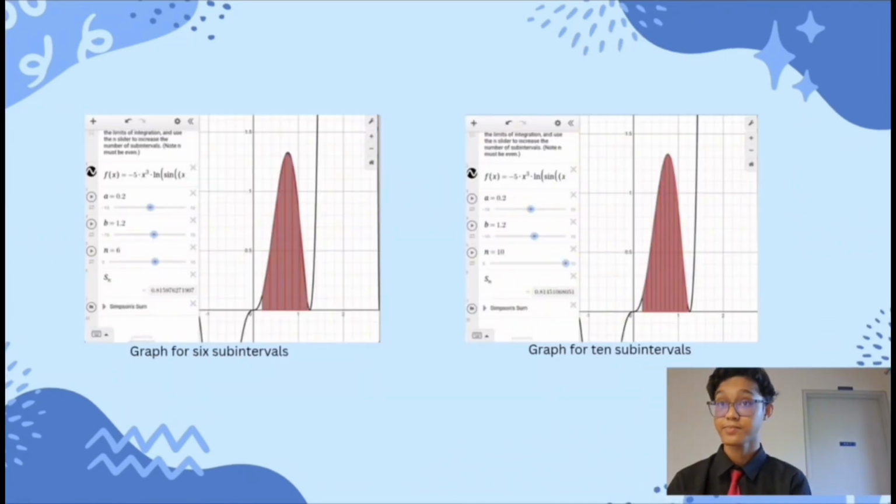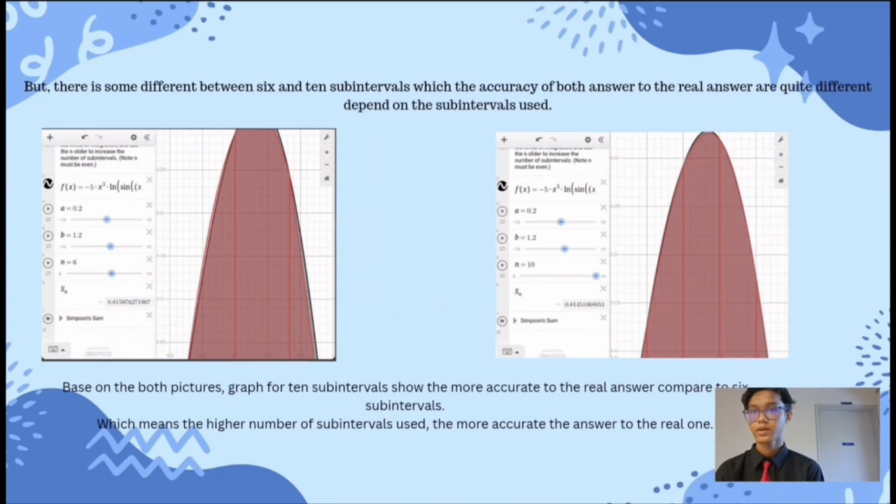I used Desmos to recreate the graph, and here you can see the graph for 6 subintervals and for 10 subintervals. You can see the area here is not different at all. We had the same area and the same shape, but there are differences between both graphs. From this slide, I will show you the difference between the 6 subintervals and 10 subintervals. So we look at 6 subintervals first.